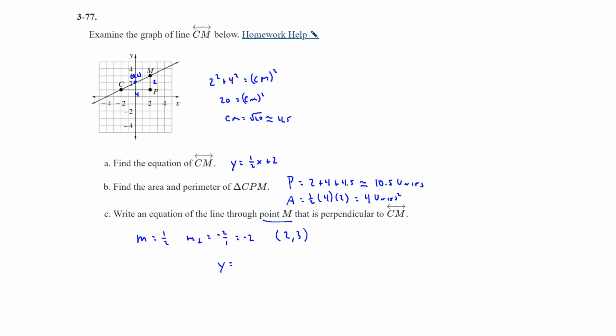So we can find our y-intercept by plugging in the information we know. 3 is equal to negative 2 times 2 plus b. And we can calculate b to be 7. So therefore our perpendicular equation is y equals negative 2x plus 7.